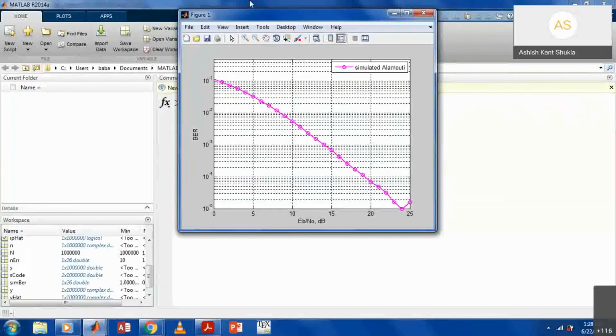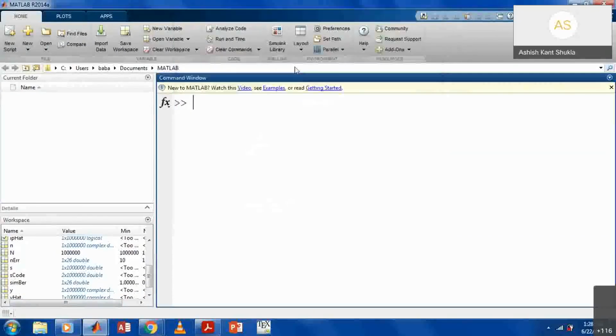Okay, so now I think we have got the code for the simulated result. So this is for the simulated code, and we are getting just the usual waterfall curve.